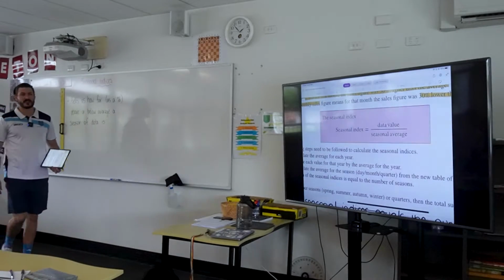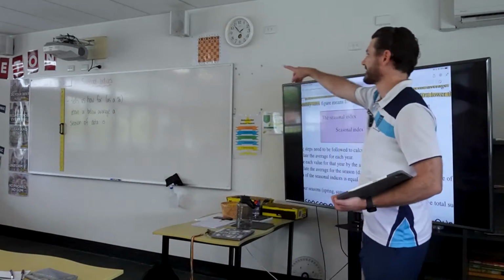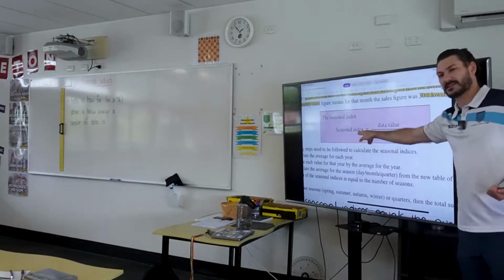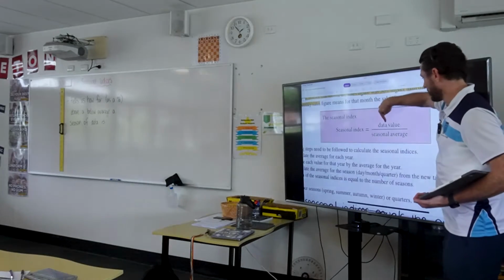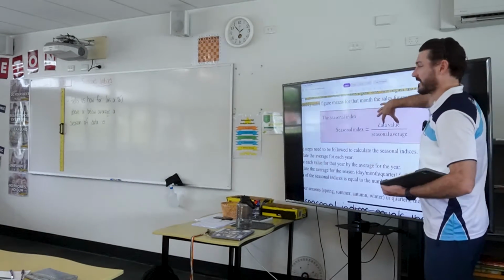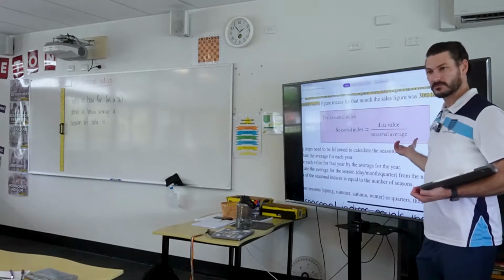So I also want you to write this formula. This is how you calculate a seasonal index. By the way, indices is just the plural of index. So if you want to calculate a single seasonal index, you take the data value, and I'll contextualize this with an example later. You take a data value and divide by the seasonal average. Just write that formula for me.